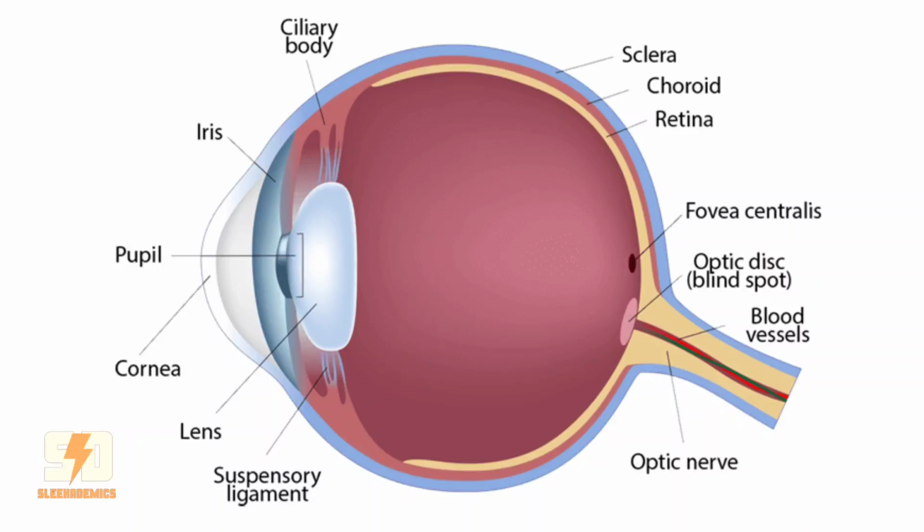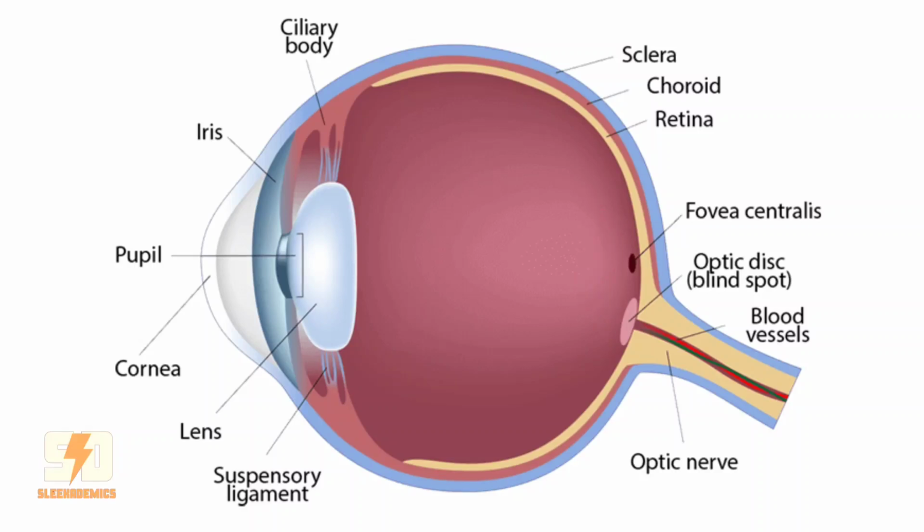Why do we need the optic nerve to send the image formed on the retina to the brain? This is because the images formed on the retina are always inverted, or we could say upside down. So the brain gives the proper orientation of the image that has been formed on the retina.